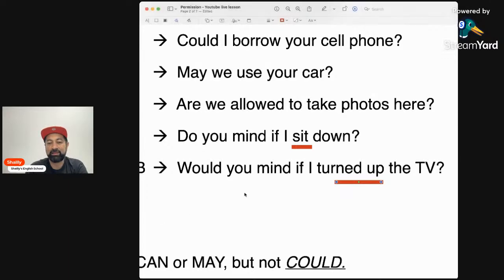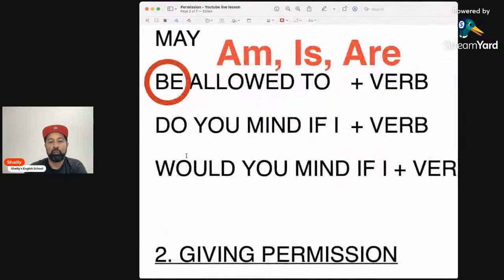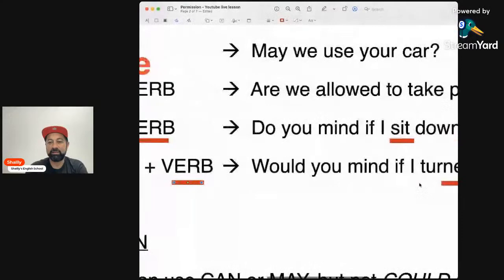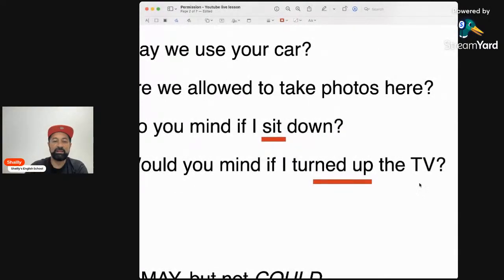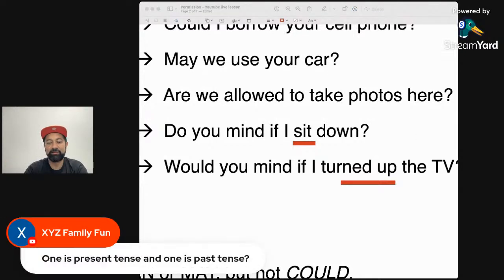Okay, and I'm going to give you another hint here. Let's go back to the grammar pattern. We are going to be using "do you mind if I" plus a verb. And "would you mind" is also a verb. So in these questions, what's the difference between these two verbs? We've got sit and turned up. Of course, they're different meanings. What's the difference? All right, XYZ says one is present tense and one is past tense. Perfect. You are completely correct.